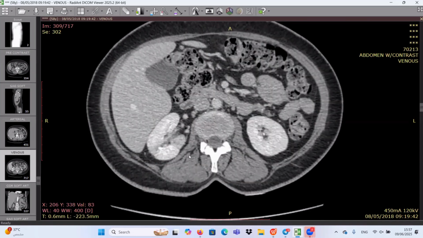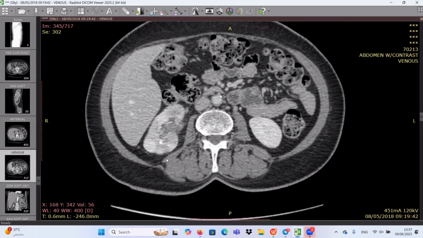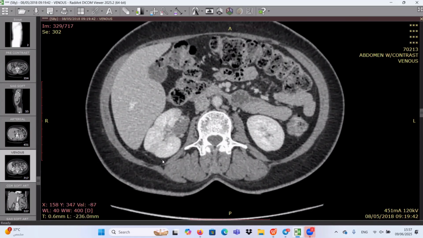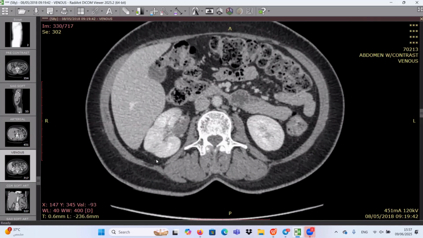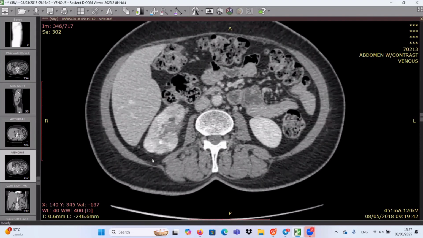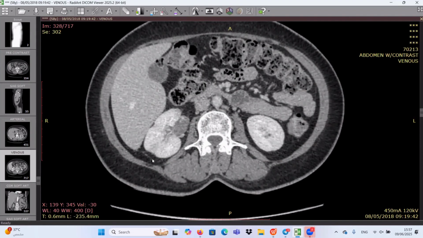I think we don't have much calyceal dilatation inside the kidney. It's just prominence, not too much calyceal dilatation. I don't think that this one is post-obstructive sequelae.